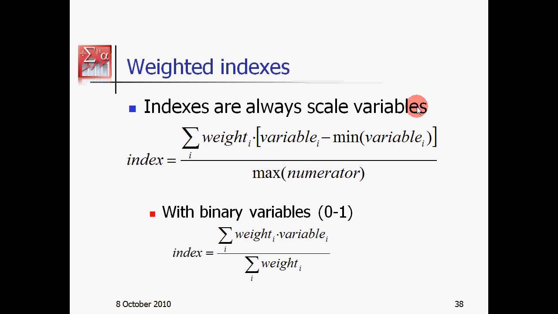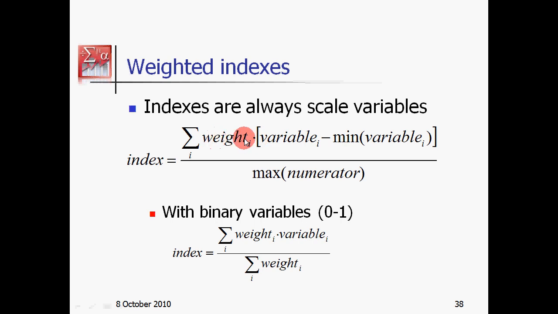Moreover, we will learn to build indices which go from 0 to 1. If you want to go from 0 to 100, just multiply the index by 100, or if you want to go from whatever to whatever, just rescale the index appropriately. Okay, this is the general formula. This is a weighted index. You can see there's a weight here.